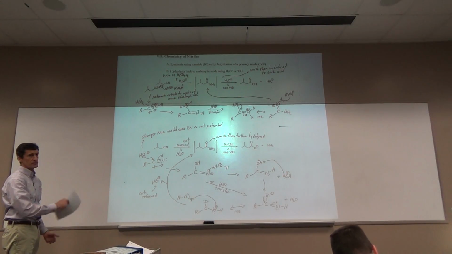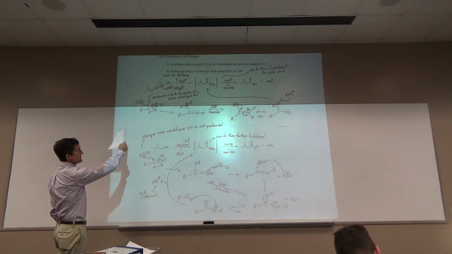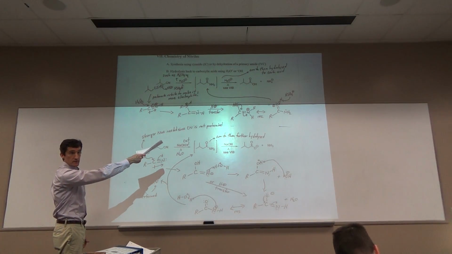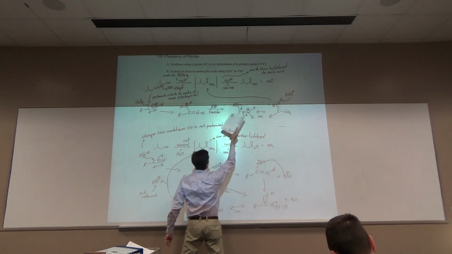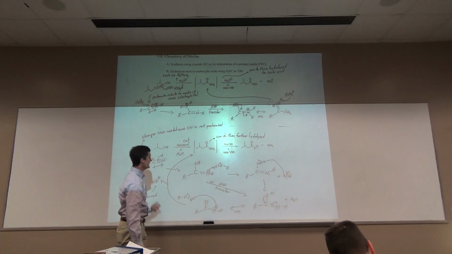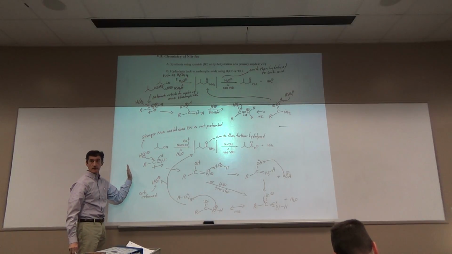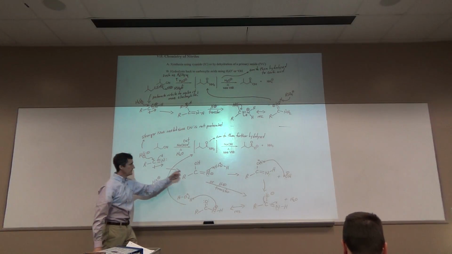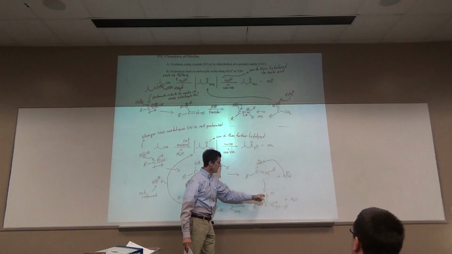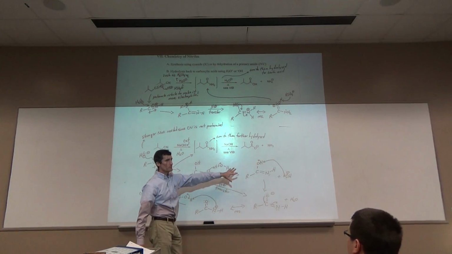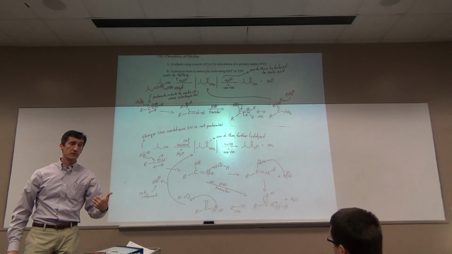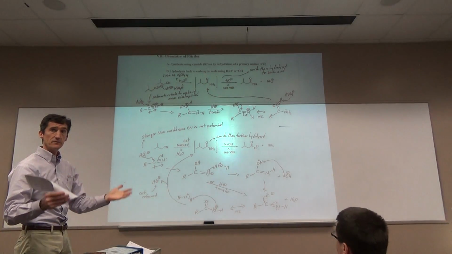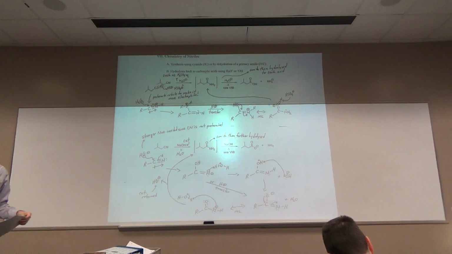Note a difference in the mechanisms. Under acidic conditions, all of your intermediates are positively charged. Top, positive, positive, positive, positive. Under basic conditions, all your intermediates are negative or neutral. You can have, okay, but that's very typical. Under acidic conditions, most of your intermediates are positively charged. Under basic conditions, typically negatively charged.